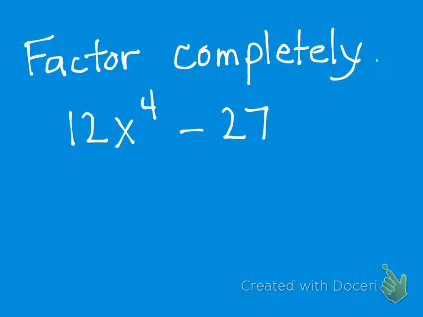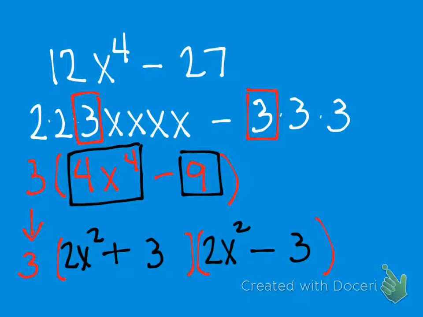Factor the following problem completely. 12x to the fourth minus 27. The first thing we can do is take out the common factor 3, resulting in 4x to the fourth minus 9 in the parentheses, which is the difference of two perfect squares. So the final answer is the 3, and then in the two parentheses you have 2x squared plus 3 times 2x squared minus 3.